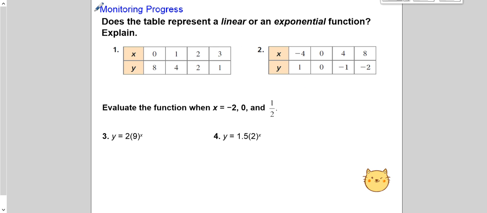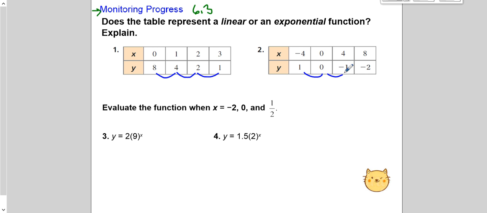Monitoring progress. Okay, these are the monitoring progress problems. If you want to do the monitoring progress problems, they are in your textbook, your ebook. You go and open the ebook, the dynamic book, and go to the menu in the upper left corner of it, which is really a table of contents. Go to lesson 6.3, and you can choose a monitoring progress. But basically, I just wanted you to think through a couple.